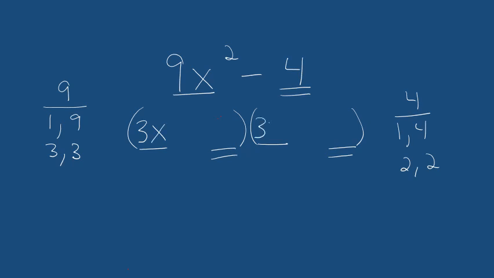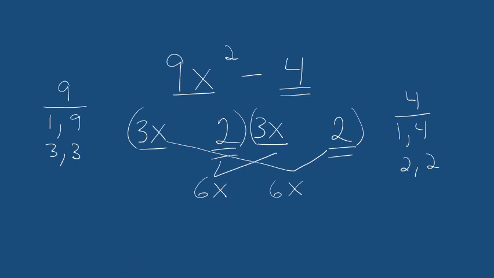Those are the ones I'm going to try. I'm going to put in a 3x in the first spot in each parenthesis and a 2 in the second spot in each parenthesis. All right, so that would give me a 6x when I multiply the inside 2, and another 6x when I multiply the outside 2. And you notice in our original expression we didn't have an x.